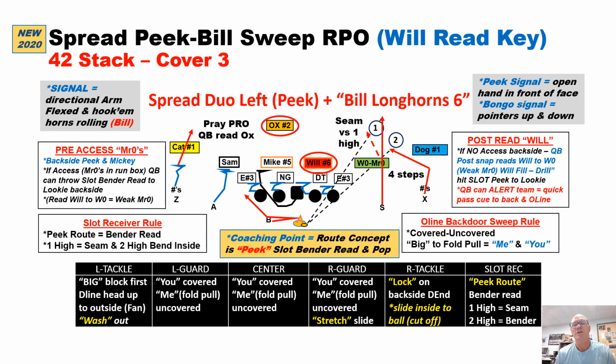Do the same thing with our sweep. Again, counter action. A would block now, and we've got a peek on the backside with the S running the bender and the X with the lookie underneath.